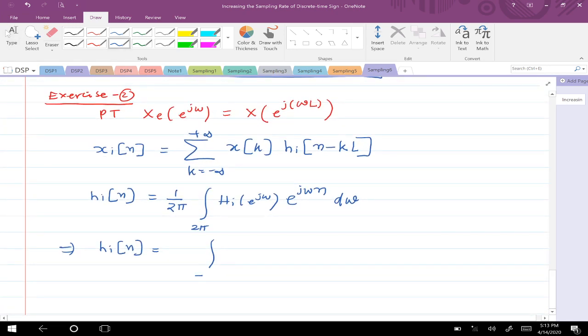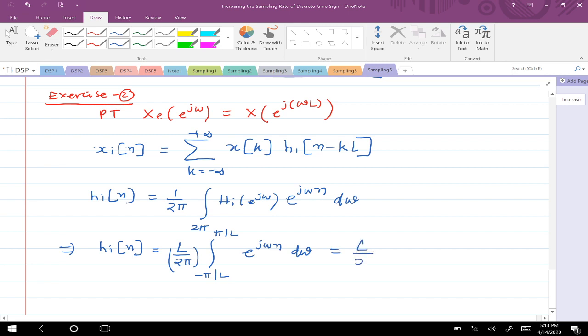So let me put here the limits. Let me change it to minus pi by L to plus pi by L, and over that its value is capital L. So let me bring that out also. Okay, and then I have here e power j omega n integration with respect to omega. So what do I get here?